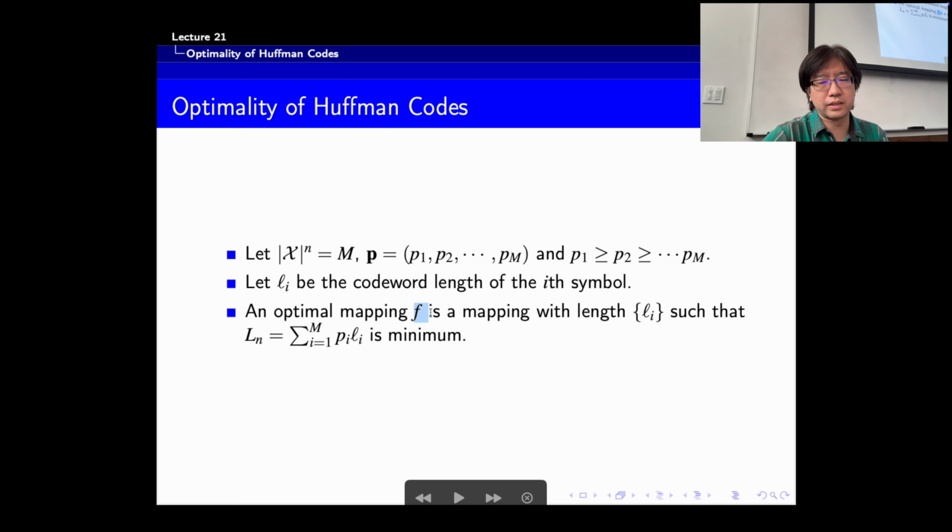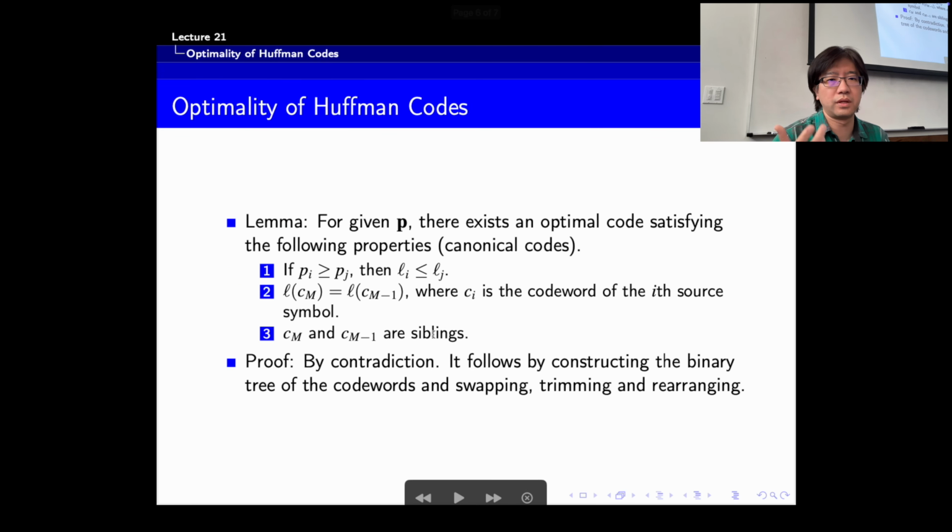we have a mapping, so that's our encoder, right? And then this is the average code length, okay? The definition is the same as usual, right? And then we can show if the code is optimal, then it has to satisfy the following three properties, right? It's called canonical codes, okay? The following three properties are like, we show the first one, and then from the first one, we can get the second one, and from the second one, we can get the third one, right?